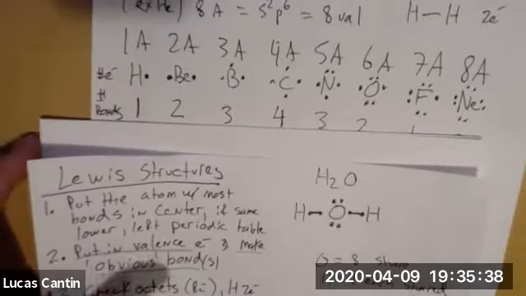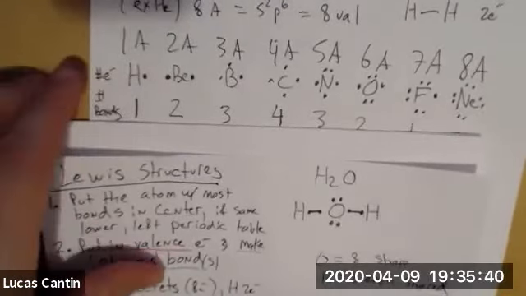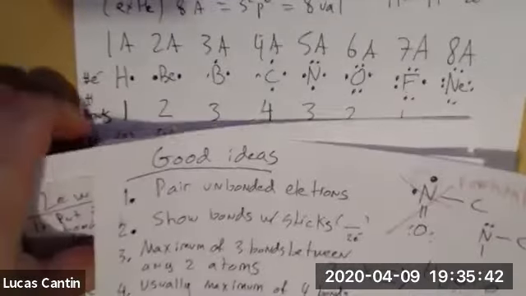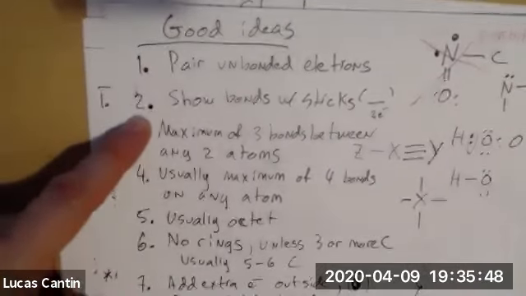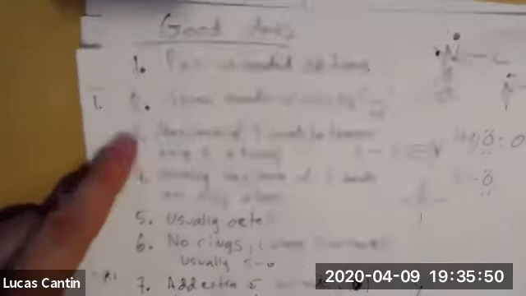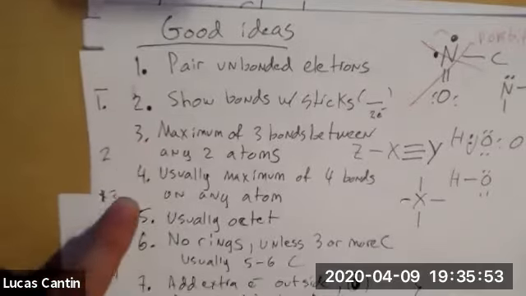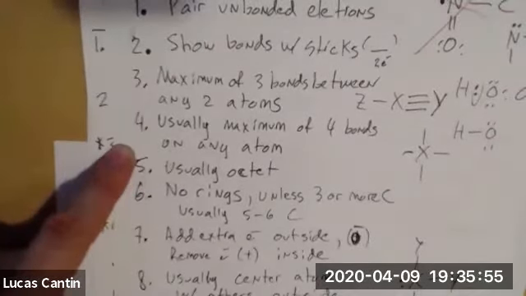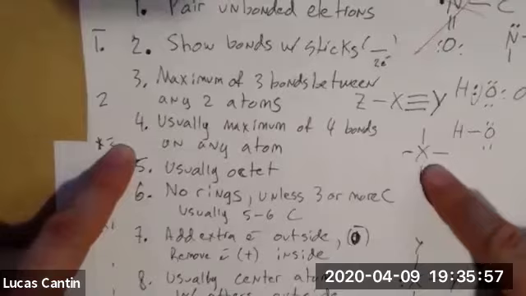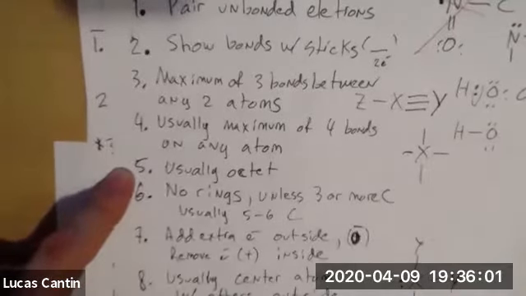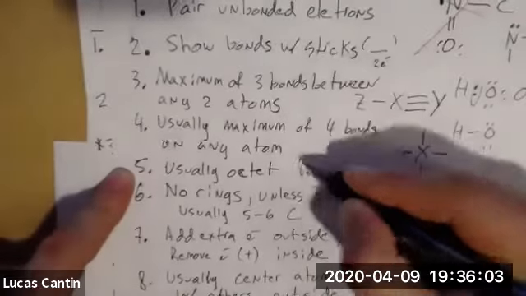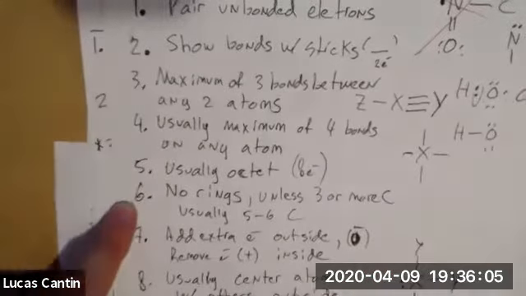So let's just review real quick. While we're at it, good ideas are to pair unbonded electrons, show bonds with sticks, maximum of 3 bonds between any 2 atoms, usually a maximum of 4 bonds on any single atom, like that, right? Usually atoms will achieve an octet, meaning 8 electrons. There's special cases that are not 8.